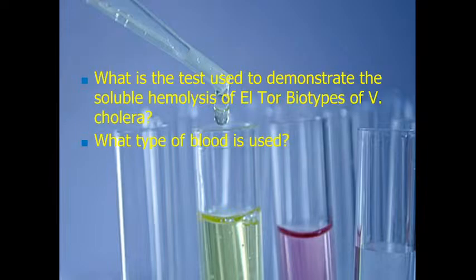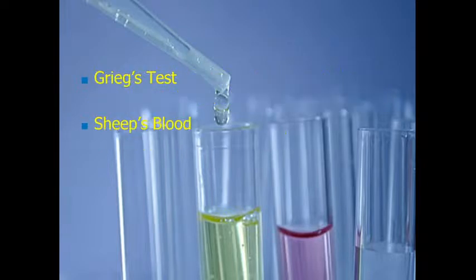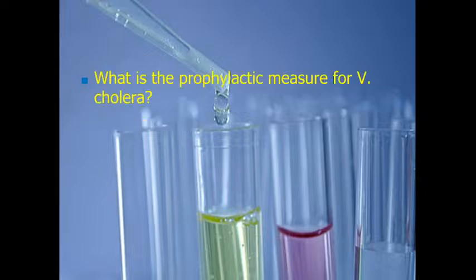Now, what is the test used to demonstrate the soluble hemolysin of El Tor biotypes of Vibrio cholerae? We use Greig's test, and the type of blood that we use in Greig's test is sheep's blood.